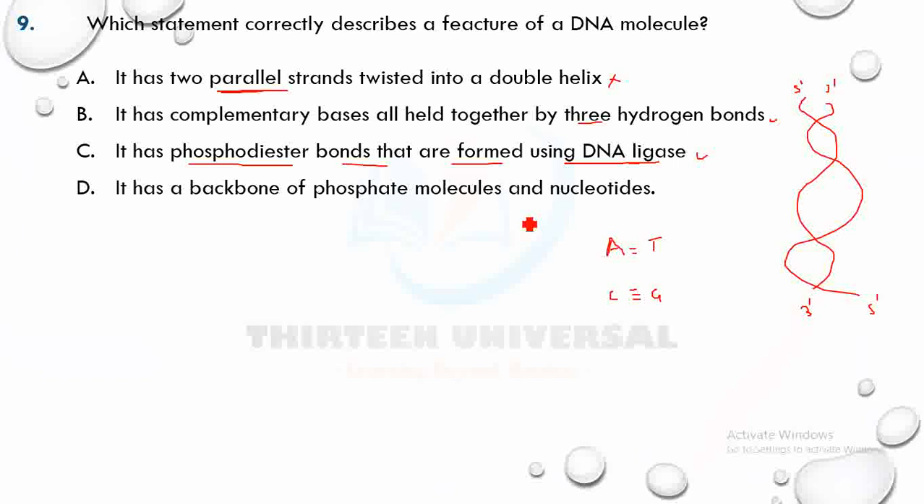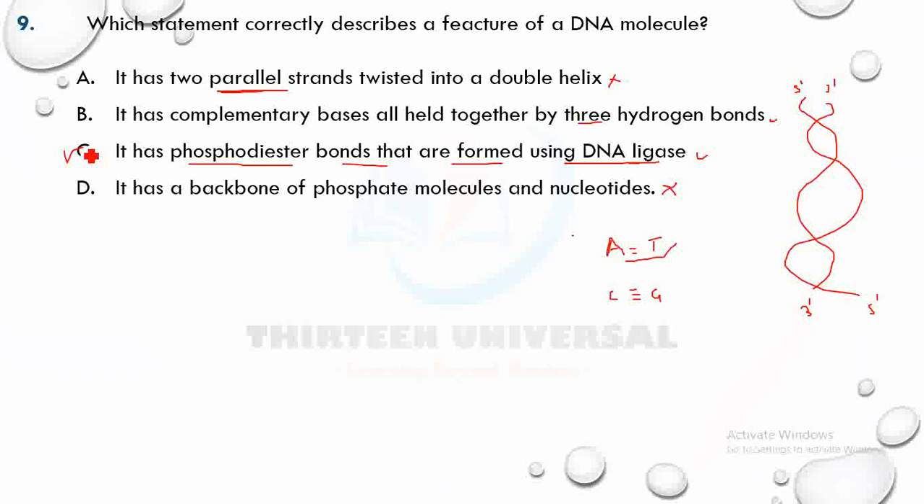D says it has a backbone of phosphate molecule and nucleotide. Now, it's a backbone of phosphate and sugar. So we have eliminated A and D, and we have B and C. Which one is more accurate? B says all are held together by 3 hydrogen bonds, but not all of them are, because adenine and thymine are held together by a double bond. So I think C should be the correct answer.